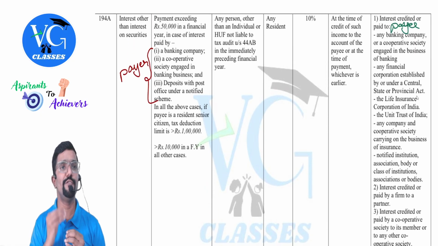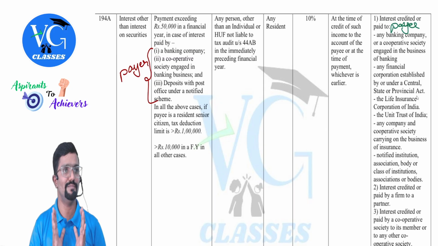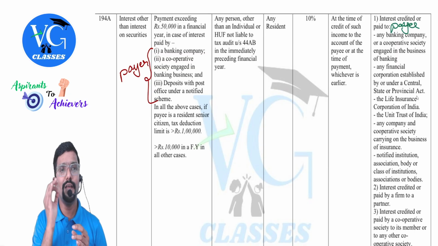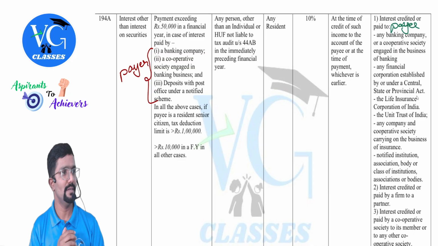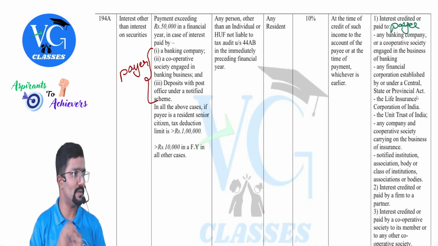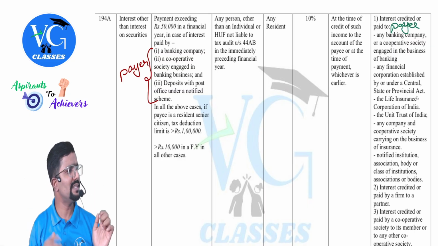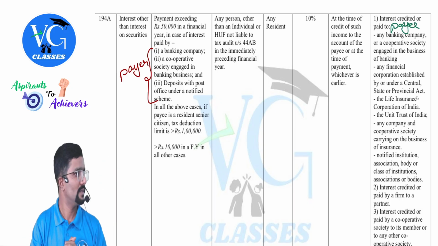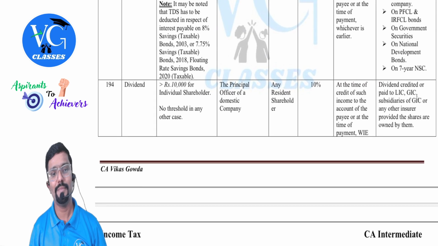And guys, please be careful. In a few sections, the threshold limits are different in different cases. You should remember all of them. When, how much? I will repeat this. If the interest is paid by bank, cooperative bank or post office to a resident senior citizen, what is the threshold limit? 1 lakh. For any other person, 50,000. Okay. Sir, what if the payer is any person other than bank, cooperative bank or post office? What is the threshold limit? 10,000. Okay.